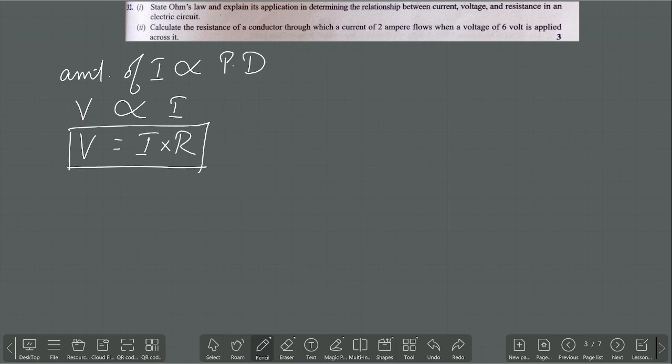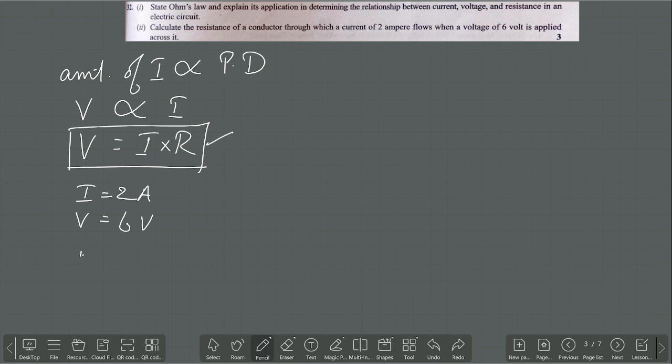Next, explain its application in determining the relationship between the current, voltage and resistance. That's what it did here. V is equal to I into R. Calculate the resistance of the conductor through which 2 ampere of current passes. So that means the value of I is going to be 2 ampere and the potential difference is V equal to 6 volt.